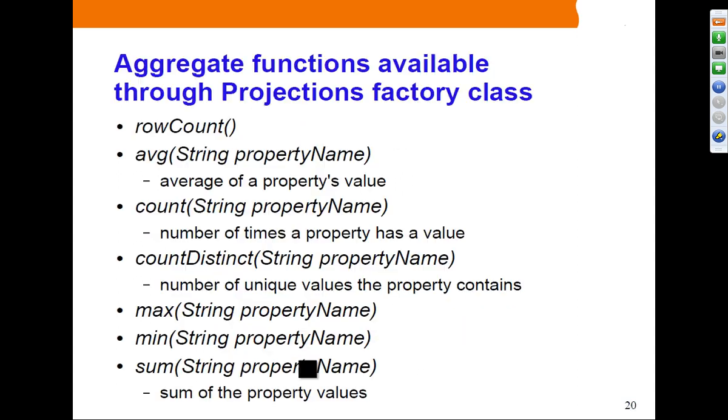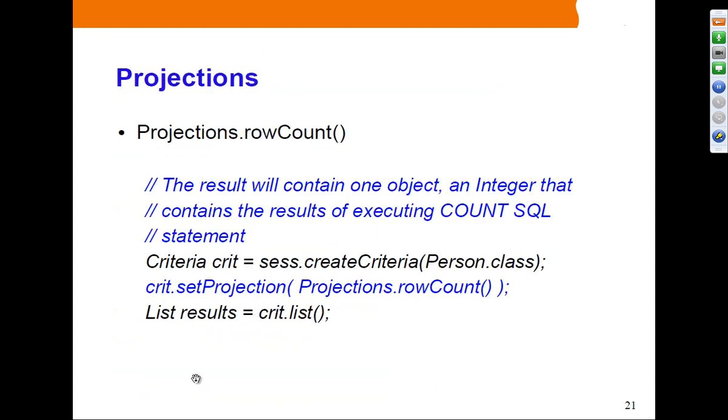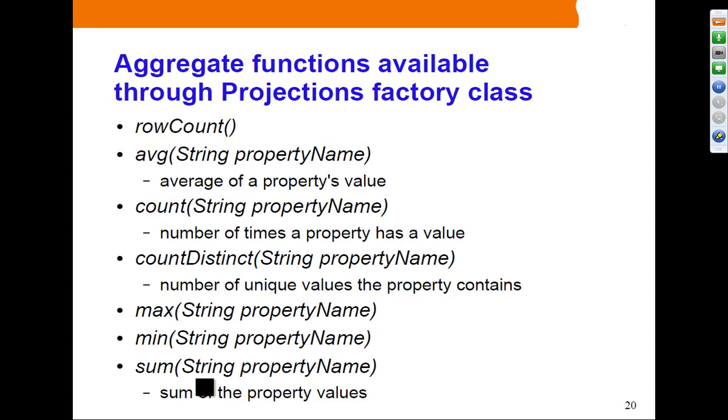Projections and aggregation. Here you can use any of these. Row count: how many rows are in the table. Average: the average value of these properties. Count: the number of times a property has a value. Count distinct: the number of unique values of that property. And max, min, sum. So basically, you use these projections to use these aggregate functions.